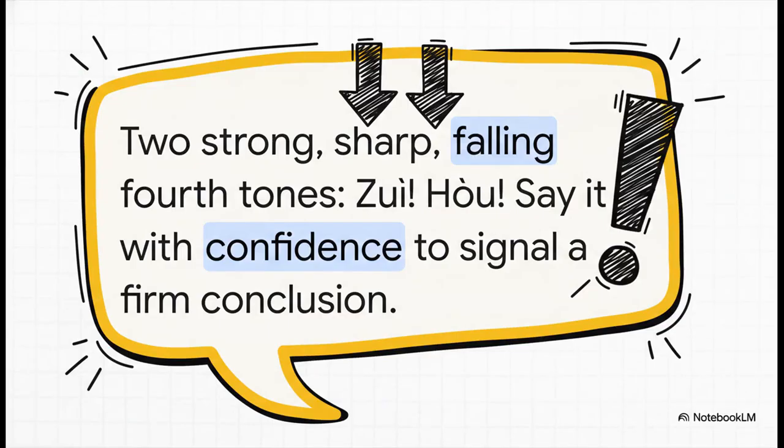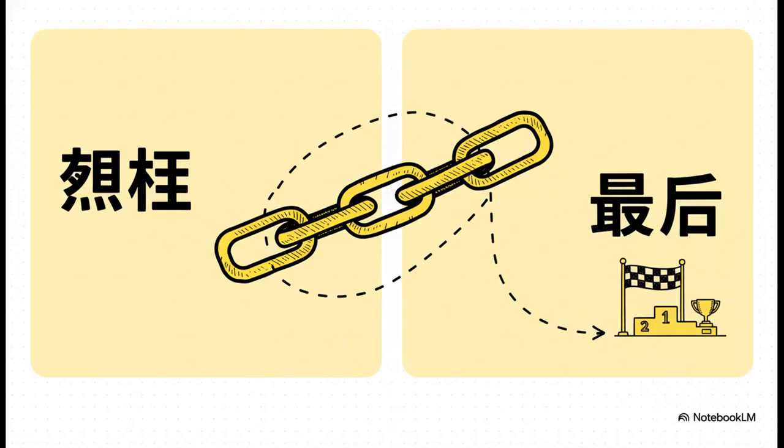And listen to how the pronunciation reflects that sense of finality. Unlike the flowing tones of 然后, here we have two strong, sharp, falling fourth tones. 最后. It sounds decisive, doesn't it? It's like you're putting a firm period at the end of your sentence. A common mistake here is to pronounce these tones too softly. You really want them to be crisp and clear to convey a strong, confident conclusion. Let's try it. 最后.